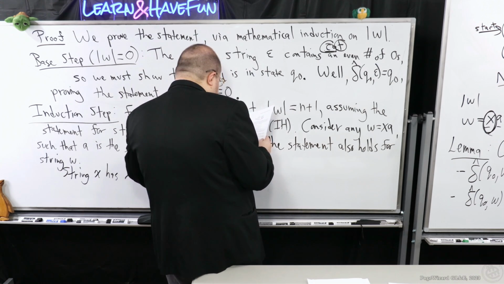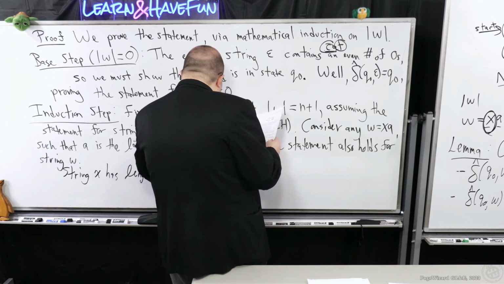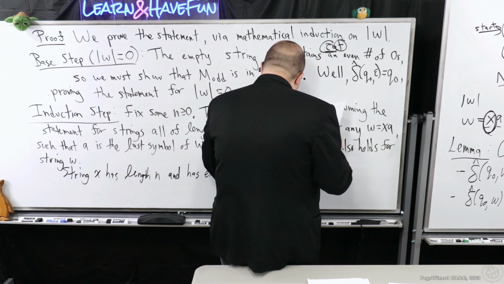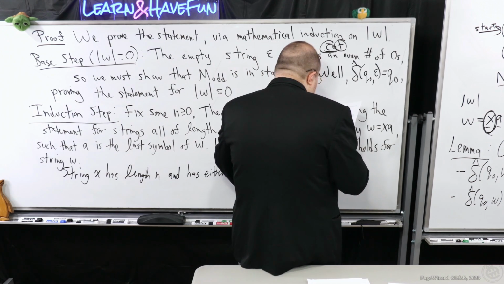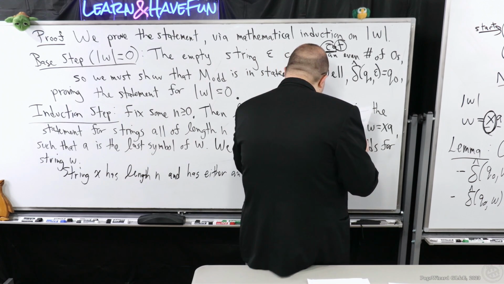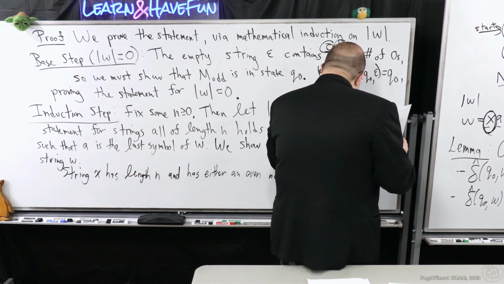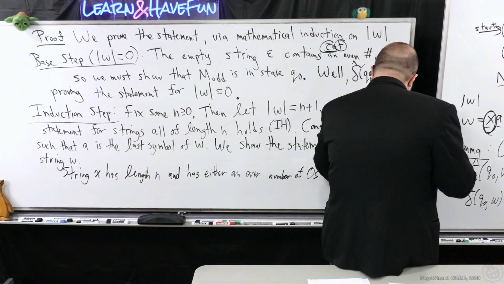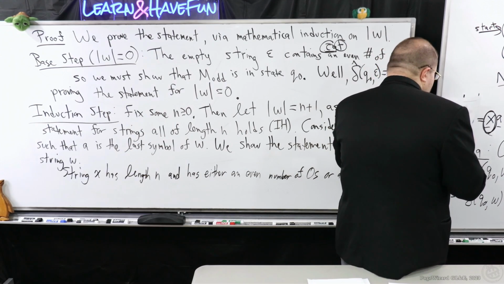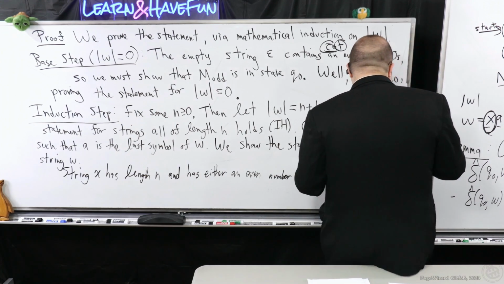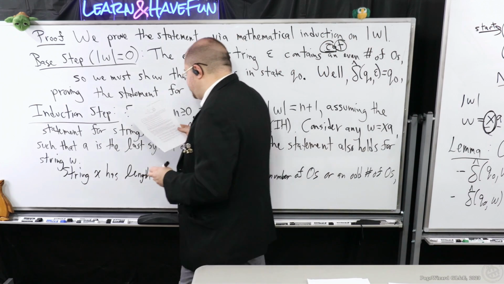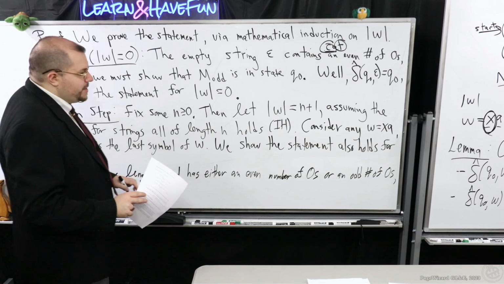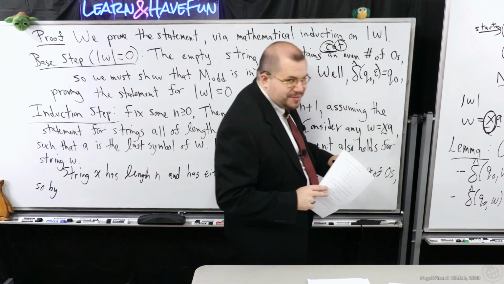And X has either an even number of zeros or an odd number of zeros, right? So what can we do? I apply the induction hypothesis on X, right? That's what I'm doing.